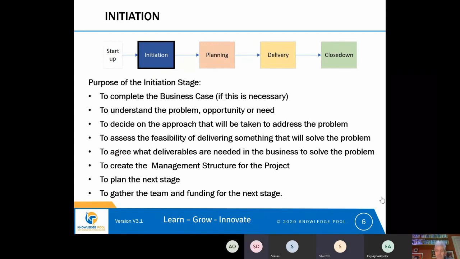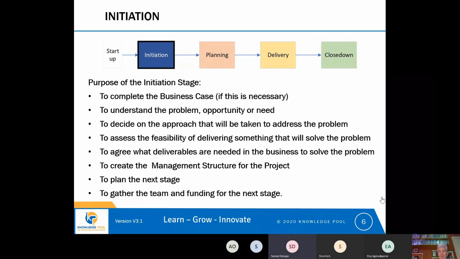Yes, thank you. Okay. Thank you. Hi, Tony. Hi. Yeah, when you said one of the purposes of the initiation stage is to complete the business case, does the project charter come under that as well?